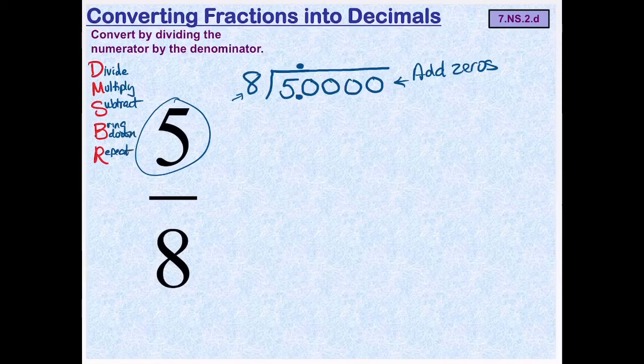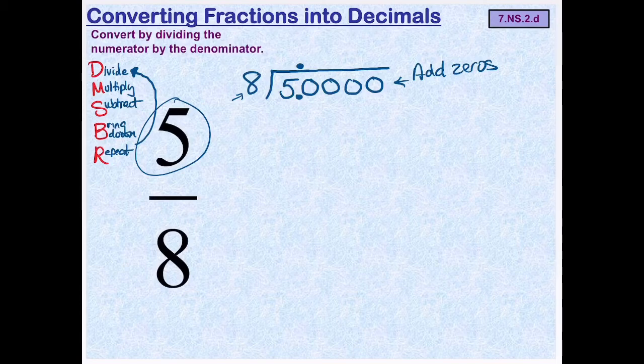Now, R also stands for remainder. But with decimals, we never ever leave remainders. So repeat the process, which means go back up to the first step. So that's your division algorithm, the dad, mom, sister, brother, rover. You might have learned that in elementary school or had an elementary school teacher like me who taught you that way, and I've always remembered it that way.